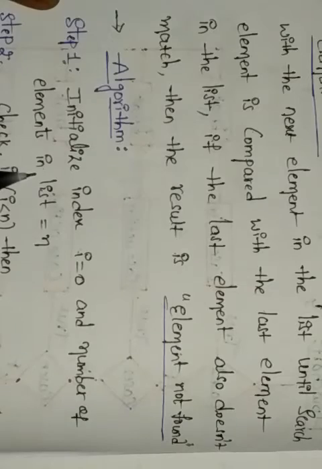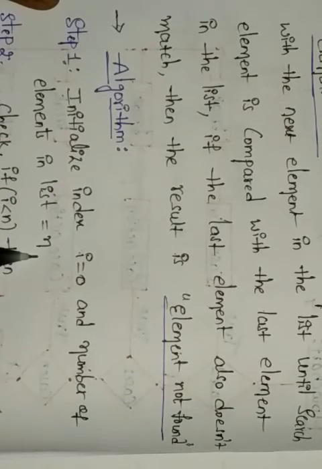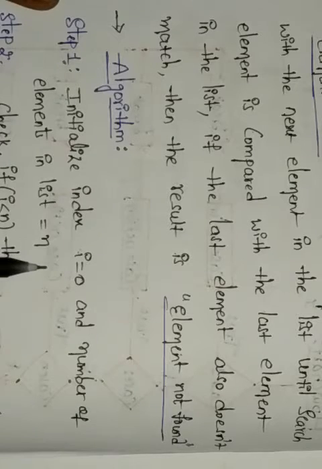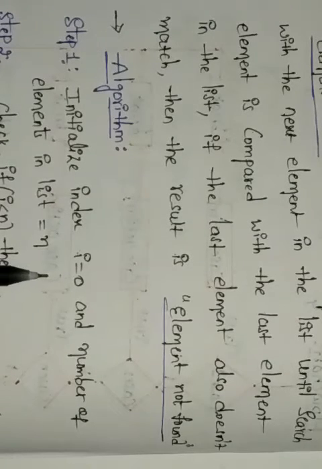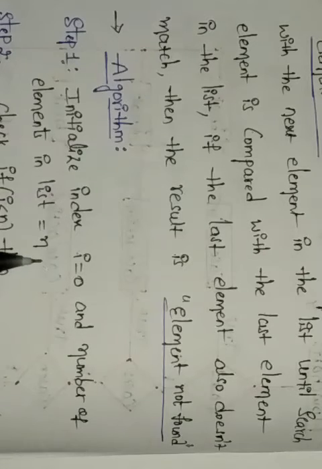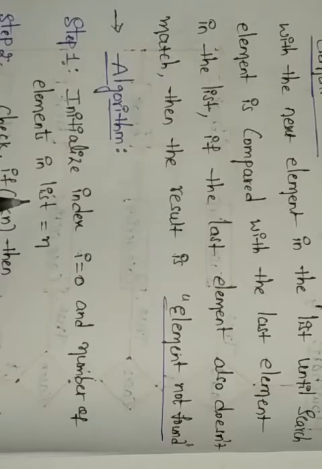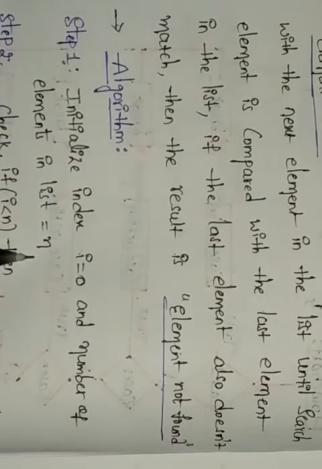And here the number of elements in the list is n. N means the number of elements we choose. How many numbers? It may be 100, it may be 1000, lakhs, any number you can choose for the list. That is the user's choice. You can choose the list up to n.